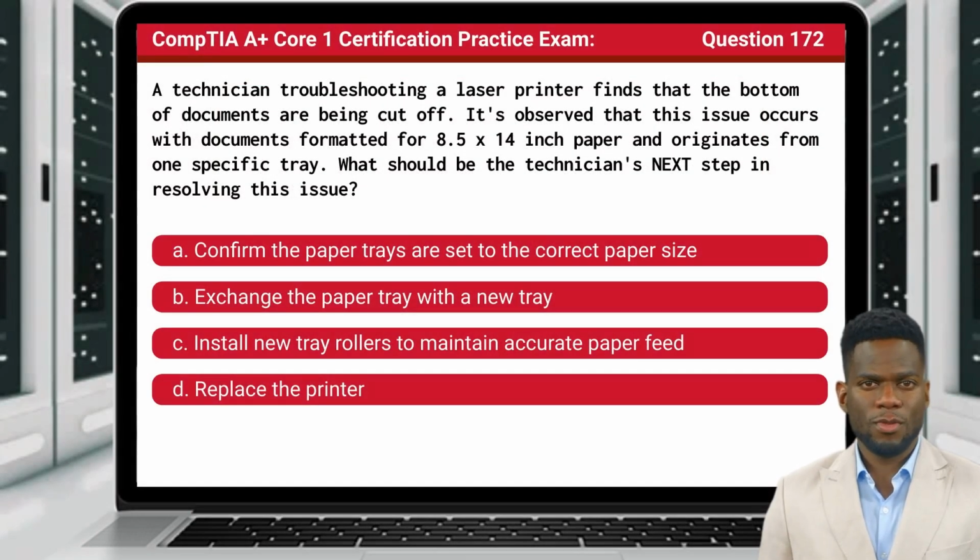Question 172. A technician troubleshooting a laser printer finds that the bottom of documents are being cut off. It's observed that this issue occurs with documents formatted for 8.5 by 14-inch paper and originates from one specific tray. What should be the technician's next step in resolving this issue?